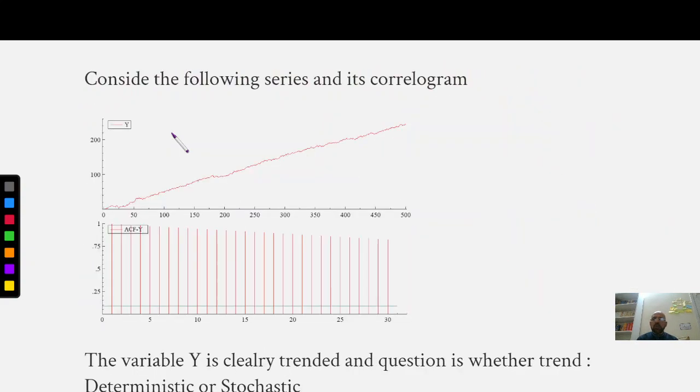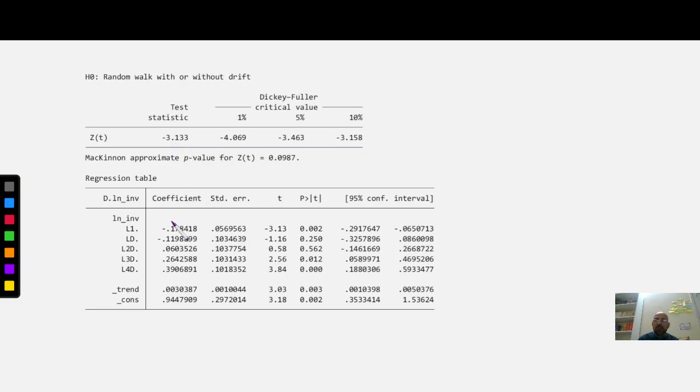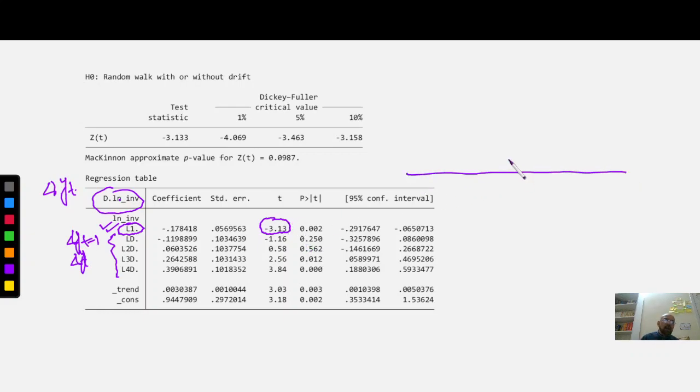Now in this case, you see the series is non-stationary, autocorrelation is not decaying. When we do unit root testing, delta yt is regressed on yt minus 1. This is the first lag. Basically, this is the investment variable. The difference of investment is regressed on the lag of investment and four lags of differenced investment, delta yt minus 1, delta yt minus 2, delta yt minus 3. We are going to test this value, this t of minus 3.3. Is it okay? The Augmented Dickey-Fuller test is always lower tail because the alternative hypothesis is less than 0. So the critical value in this case is minus 4.069, and your test statistic falls on this side.